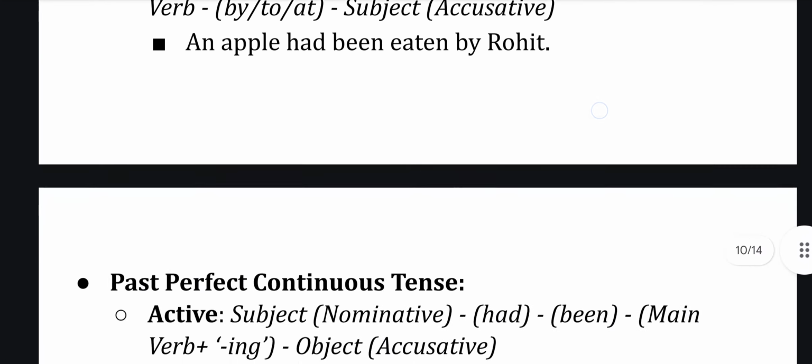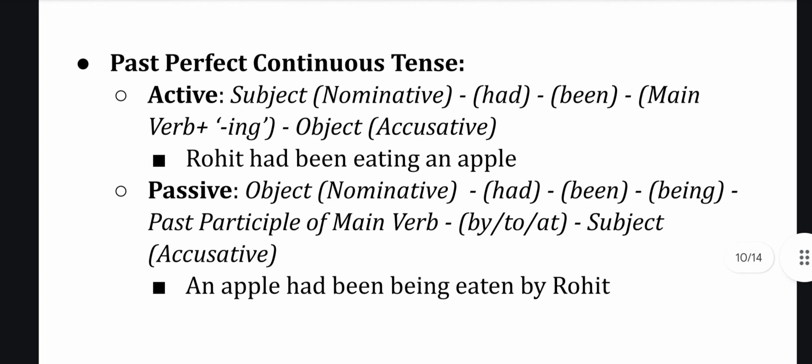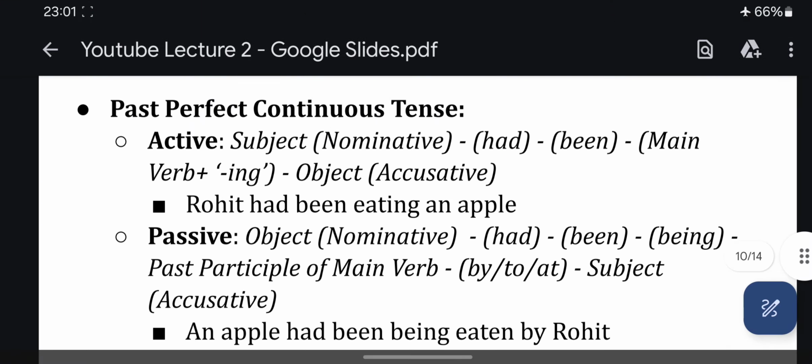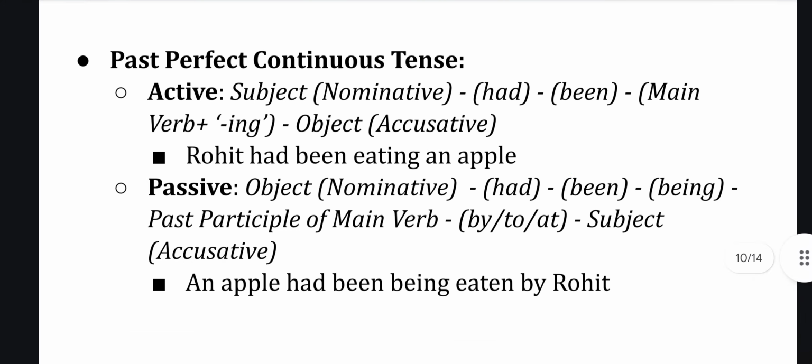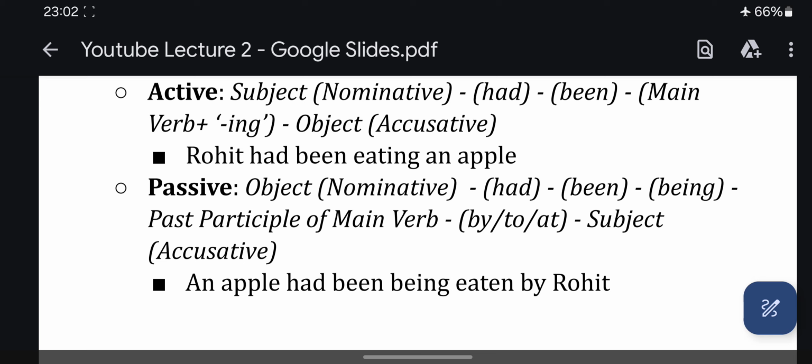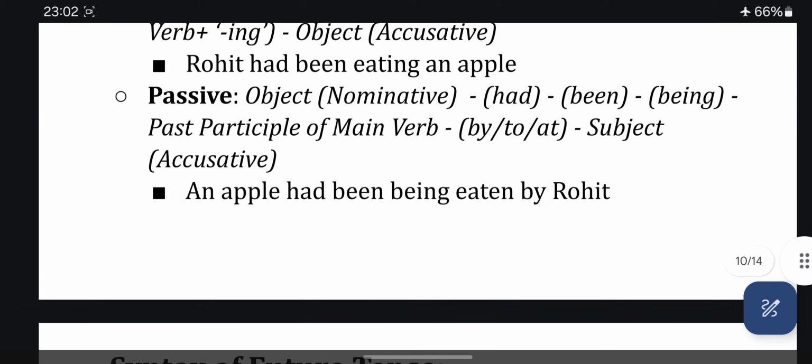Now I'm going to skip to the next part, which is past perfect continuous tense. It is a bit tricky. It's a long chain of words. You need to be very careful while writing this. First the subject, then had, then been, then main verb plus ing, then object. Rohit had been eating an apple. Then the passive, object, had been, then being, then past participle of the main verb, then linker, then subject in the accusative case. An apple had been being eaten by Rohit.